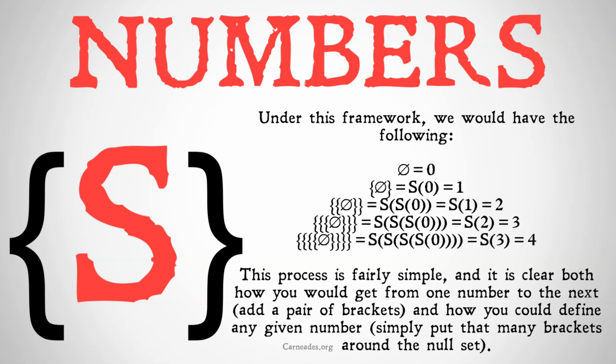Under this framework, we would have the following. The null set is equal to 0. The set of the null set is equal to the successor of 0, also known as 1. The set of the set of the null set is the successor of 1, which is 2. The set of the set of the set of the null set is the successor of 2, which is 3. And the set of the set of the set of the set of the null set is the successor of 3, which is 4.